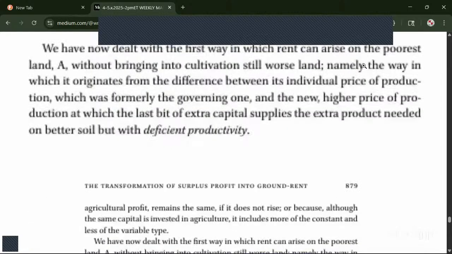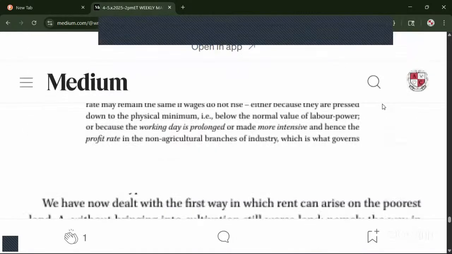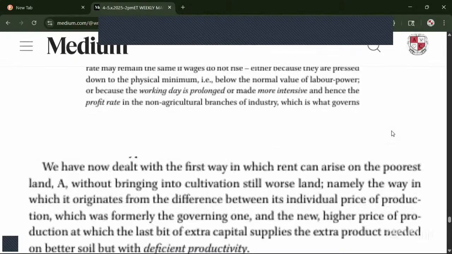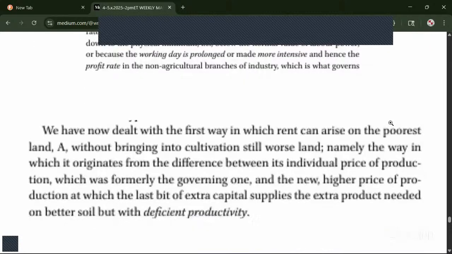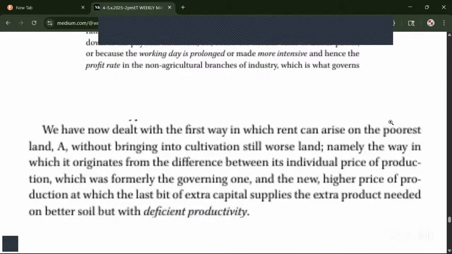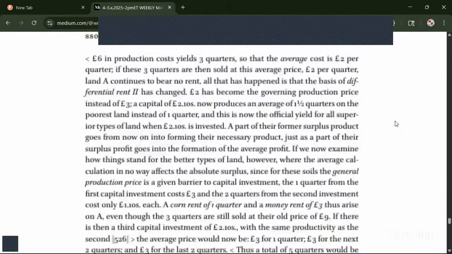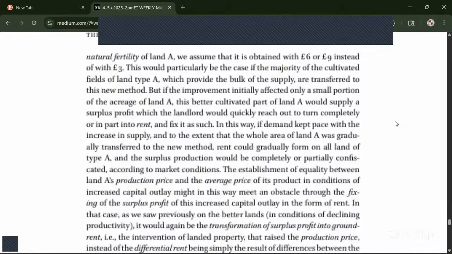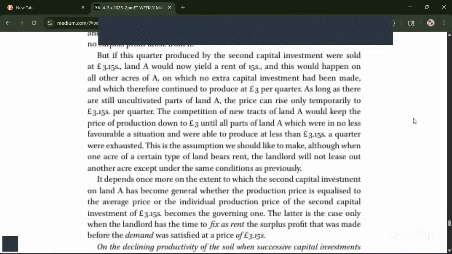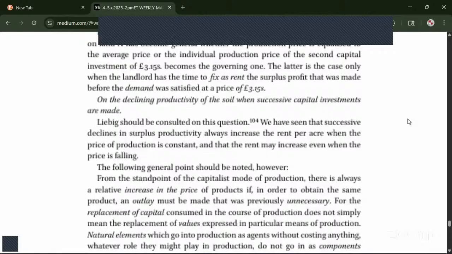Now, the point at the end will be about, we've dealt with this first way in which the rent can arise on the poorest land, A, without bringing into cultivation still worse land, namely the way in which it originates from the difference between its individual price of production, which was formerly the governing one, and the new higher price of production at which the last bit of extra capital supplies the extra product needed on better soil, but with deficient productivity. So you have a variety of ways in which he's adjusted the differences and showed that they're not all the same, and they have proportionality, but they're not identical.